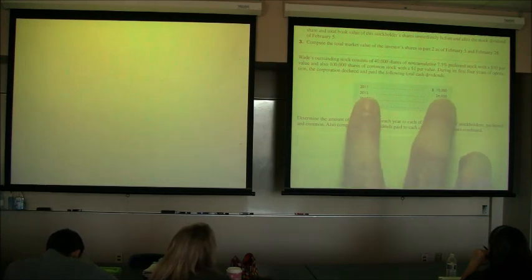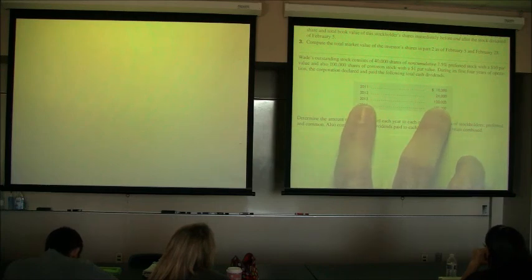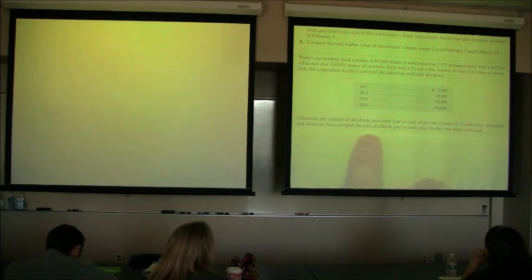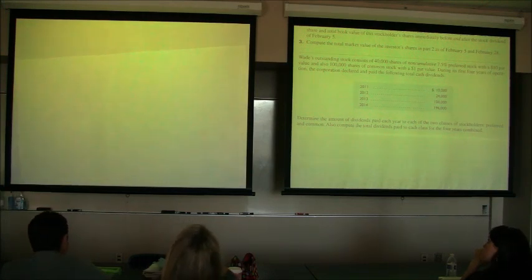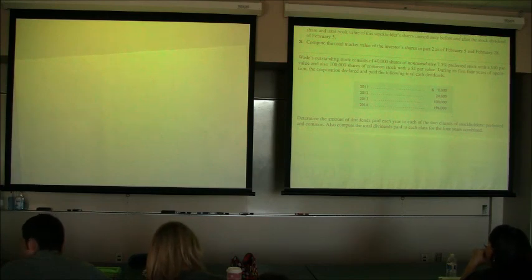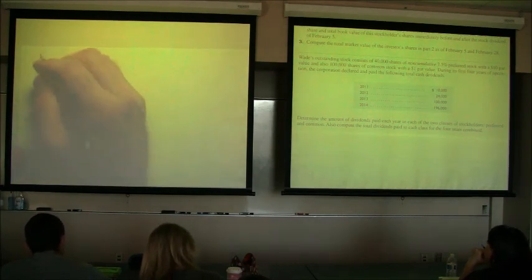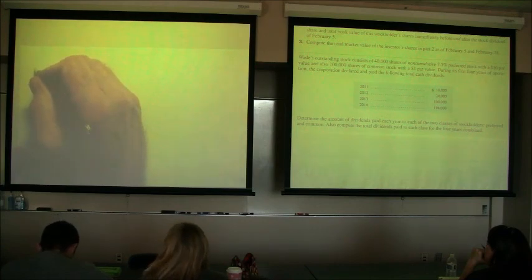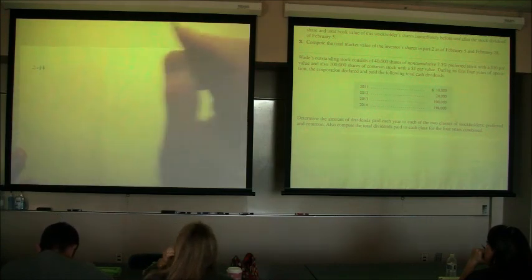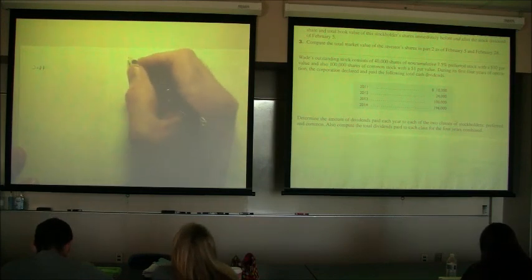So 2011, they paid $10,000. 2012, the board declared $24,000 in dividends. 2013, $100. 2014, $196. Determine the amount of dividends paid each year to each of the 2 classes of stockholders, preferred and common. Also compute the total dividends paid for each stock for the 4 years combined. So let's do this. In 2011, here's what we'll have. We'll have preferred, in this column, we'll have one column.